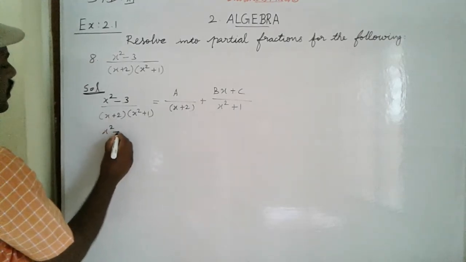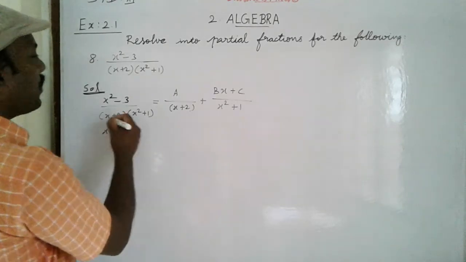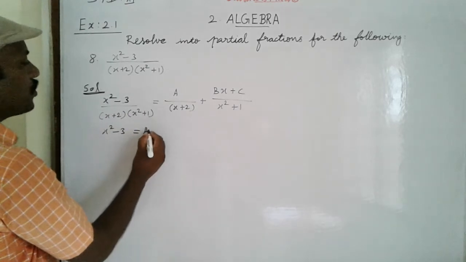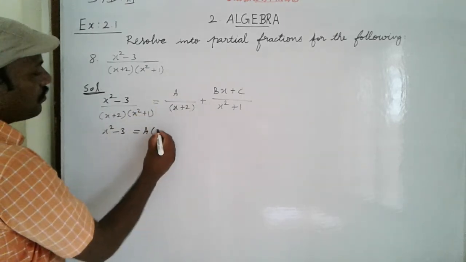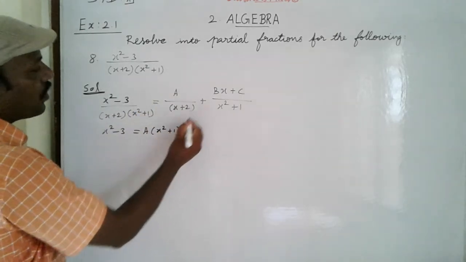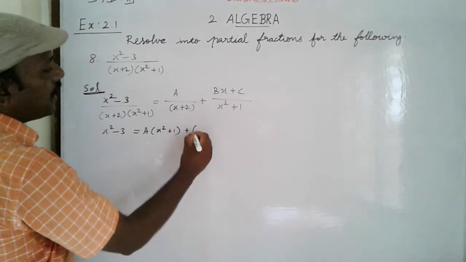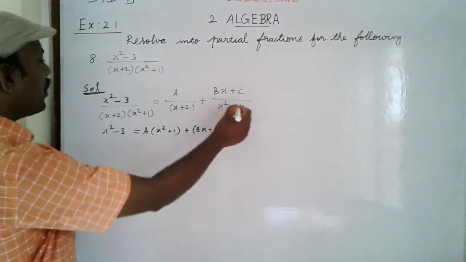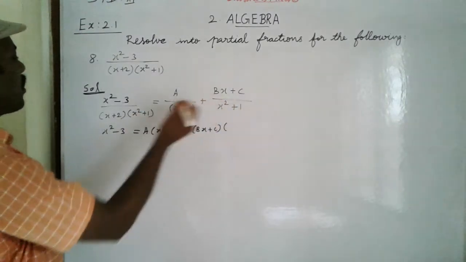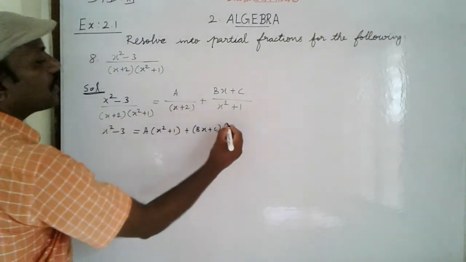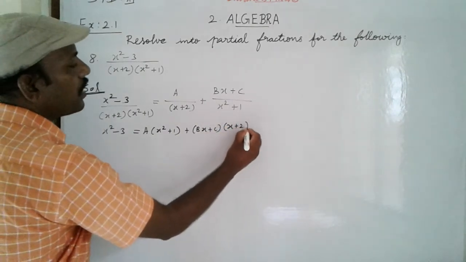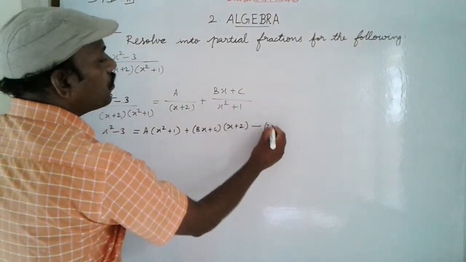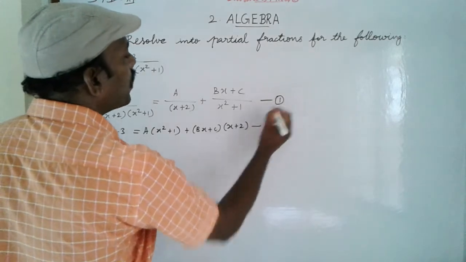So x² − 3 equals, x + 2 cancels, what is there? A into (x² + 1) plus (Bx + C) into, x² + 1 is cancelled, cross multiply, then x + 2 is the remaining. So (x + 2). This is equation number 2. This is equation number 1.